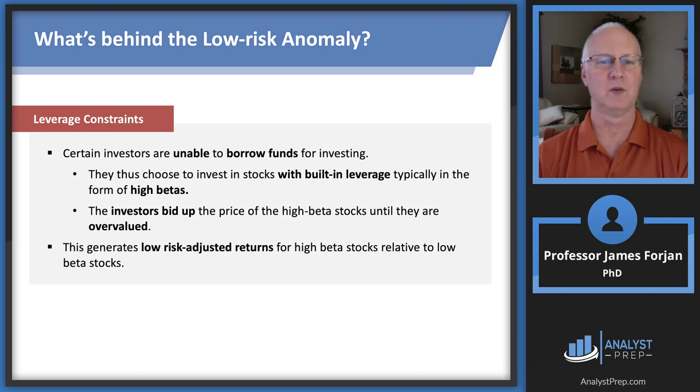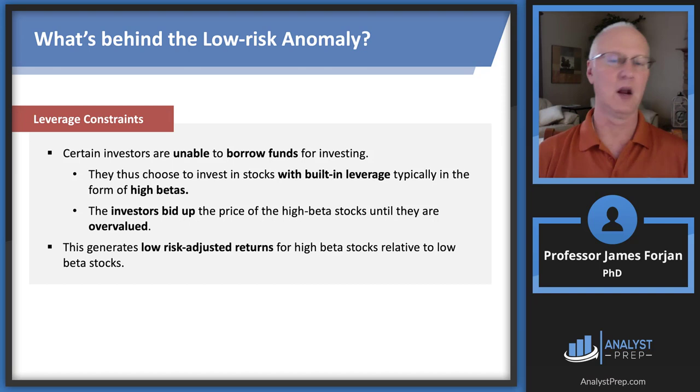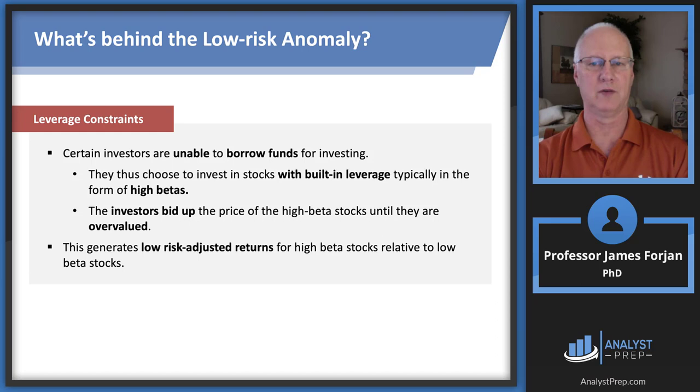So the problem here with leverage constraints is that some investors, whether they're individuals or institutions, have greater access to the leverage market. If I wanted to borrow money to buy $1 million in Amazon, I probably wouldn't be able to do it. I might be able to borrow $10,000, but I probably wouldn't be able to borrow enough. So there are all of these kinds of constraints.